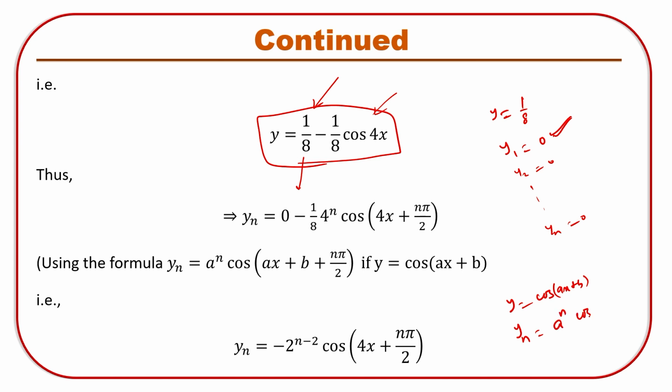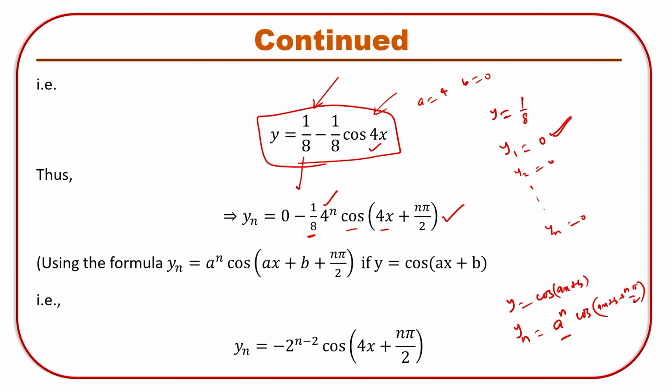The formula is a^n cos(ax + b + nπ/2), right? Using the same thing here, for cos 4x, a becomes 4 and b becomes 0. So, 1/8 times 4^n cos(4x + nπ/2). That will be our answer.